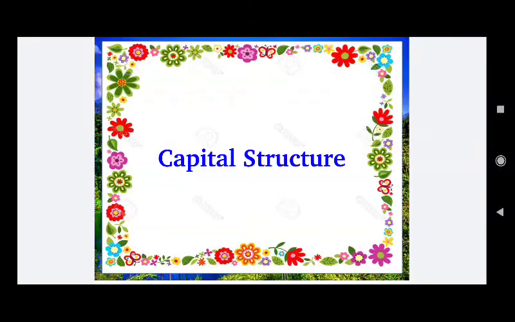Capital structure. Welcome students. In this class we shall see what is capital structure and its factors affecting.